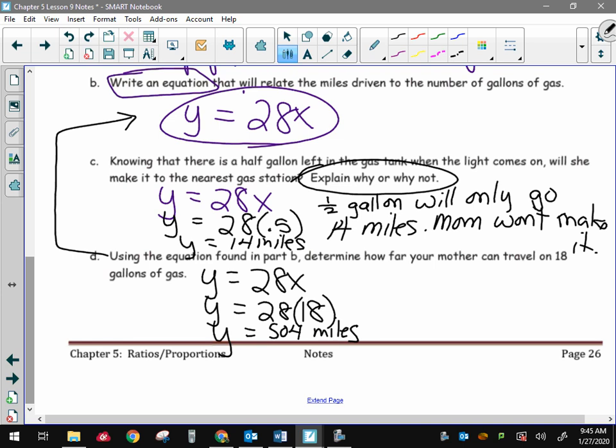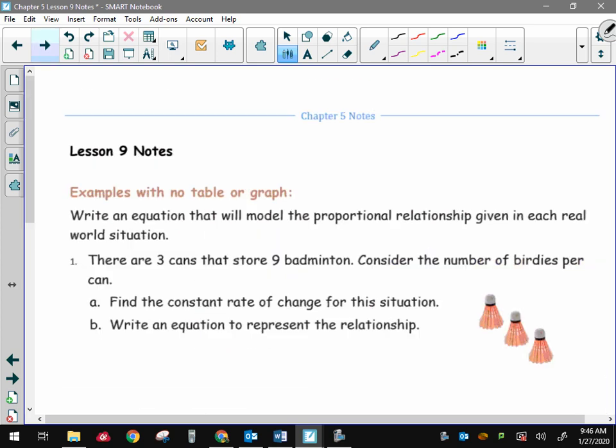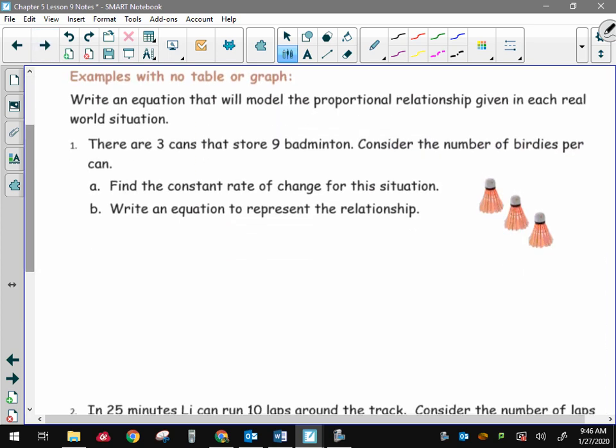Kind of cool how it's all related, huh? Input-output machine. Now we have an input-output formula. I love this. We're going to skip example 2 and do this one here. No table or graph, just words.